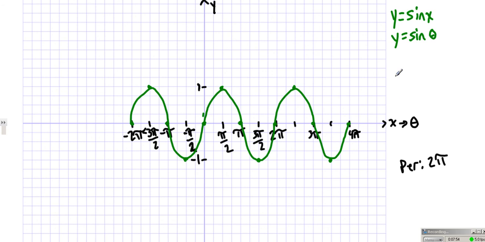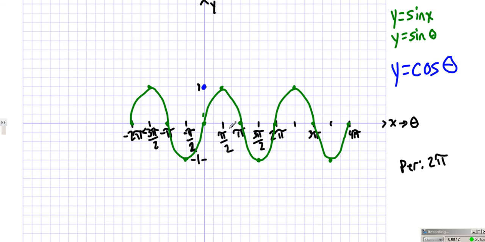Now, what if we graph our cosine function on the same graph? What's that going to look like? Okay, so y equals cosine of theta. Let's try that again. If we graph y equals cosine of theta, now, cosine of theta starts with a y-intercept of 1.